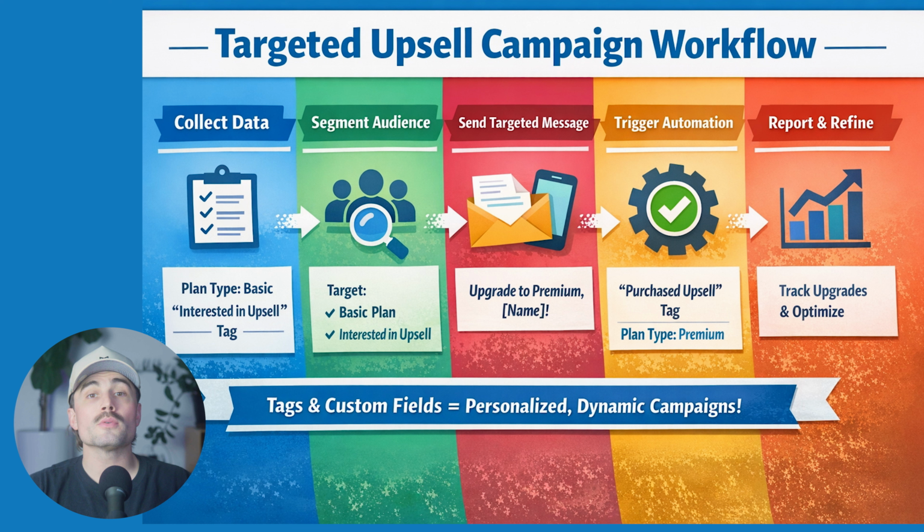Now let's talk through a simple example to see how tags and custom fields work together. Collect data. You have a custom field called plan type and tags like interested in upsell and purchased upsell. Segment your audience. Build a smart list of all clients with plan type equals basic and tag equals interested in upsell. Create a targeted message. Send an email or SMS specifically talking about the benefits of upgrading to premium.